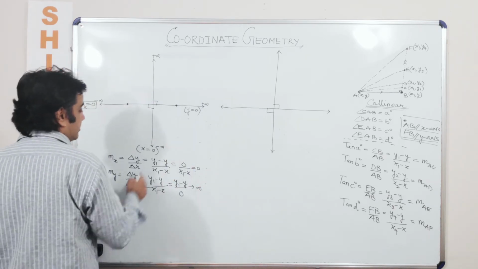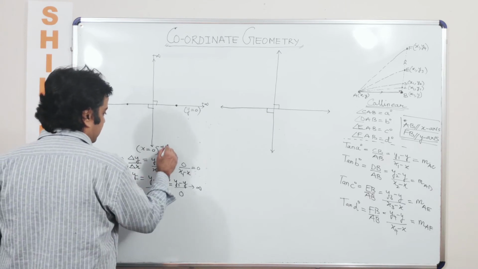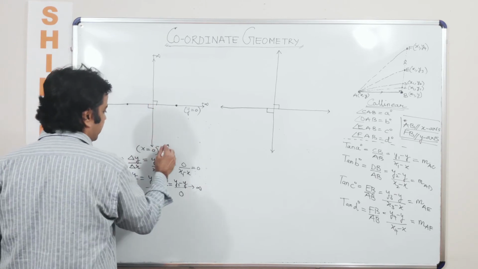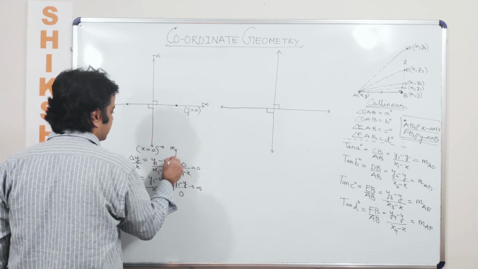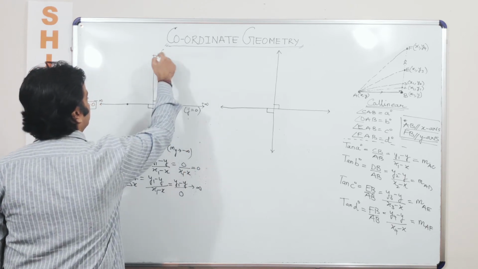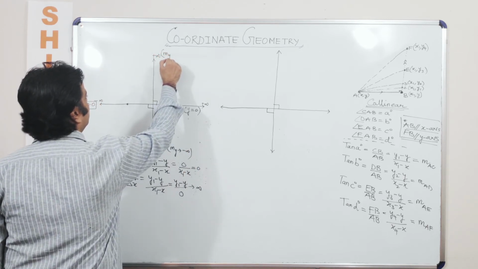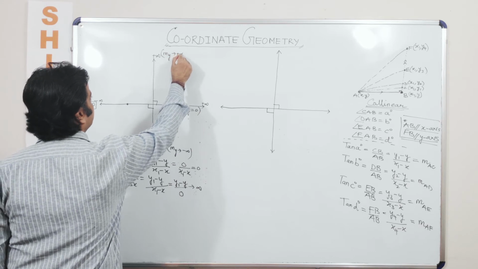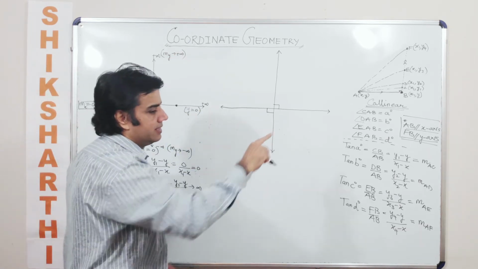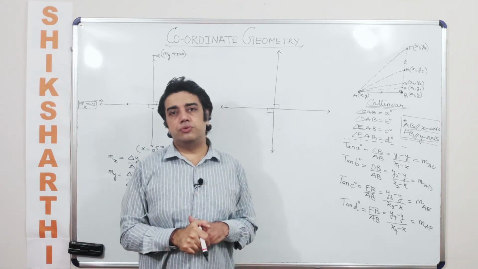Meaning thereby, for the slope of y-axis, when you talk about this side which is the negative side of y, the slope of y-axis will tend to minus infinity. And when you talk about the positive side of y-axis, the slope on the y-axis will tend to plus infinity. But when you are talking about the x-axis, the slope of x-axis remains the same, equal to 0.